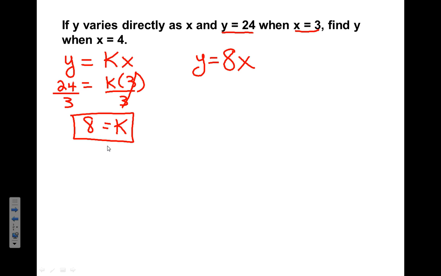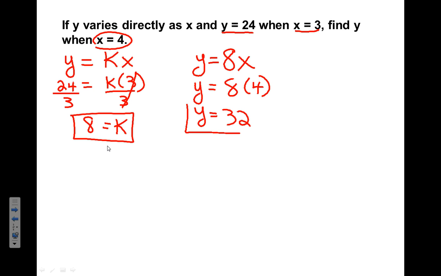Now that we have our actual equation, y equals 8x, we can now solve the question. It says find y when x is 4. Right here, x is 4, so all we do is substitute it in. y equals 8 times 4, and we multiply it out. 8 times 4 is 32, and you are done.